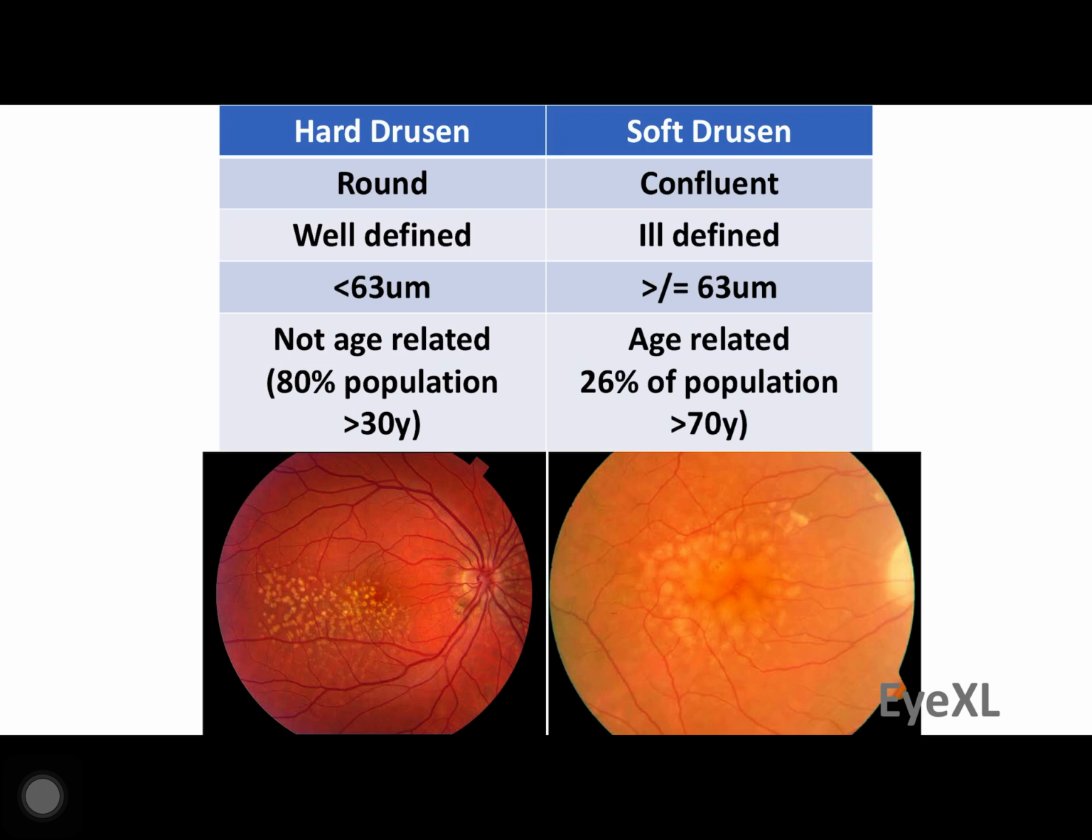Hard drusens are not age related, which means 80% of the population more than 30 years of age will show at least one hard drusen. So consequently, it is of no visual significance, whereas a soft drusen is more significant of a visual pathology, and it is an age-related condition such that 26% of the population more than 70 years of age will show at least one soft drusen. So when I see a drusen, it is not always problematic. It does not always require treatment.